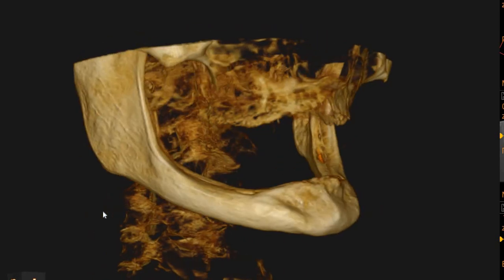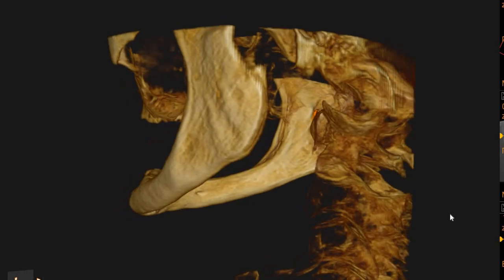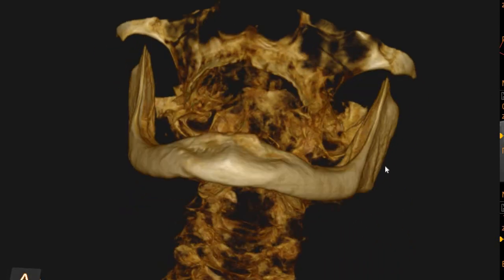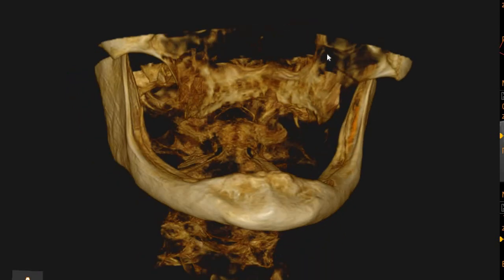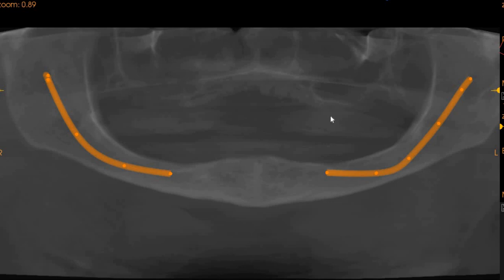This is the CBCT of the patient that you had requested. The 3D rendering shows a completely atrophied maxilla and an extremely atrophied mandible. Moving to the panoramic view of this patient, we can see that the maxilla does not show any solid bone, whereas we do have significantly solid bone in the anterior mandibular region.